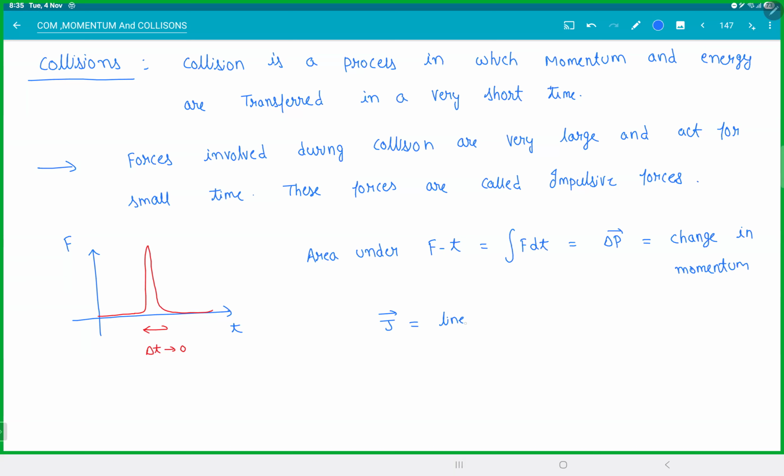Now don't get confused. Impulse and impulsive forces are two different things. Linear impulse is simply the change in linear momentum. So what are impulsive forces? Large forces which act for small time are called impulsive forces. What is an impulse? Impulse is simply a change in momentum. If a body's momentum changes, we say there is an impulse. Clear with this?